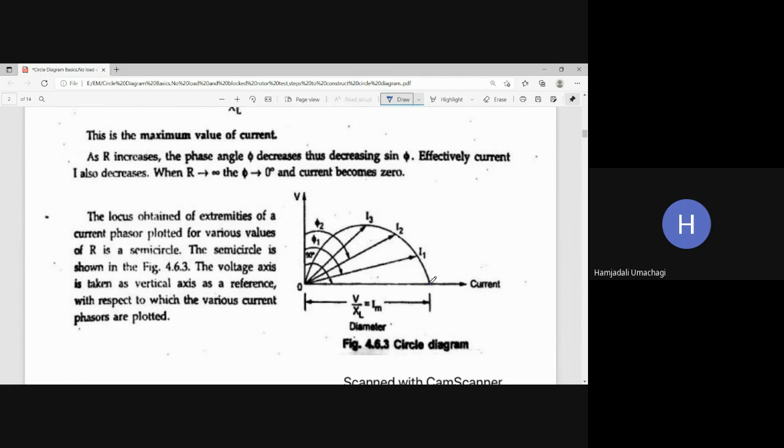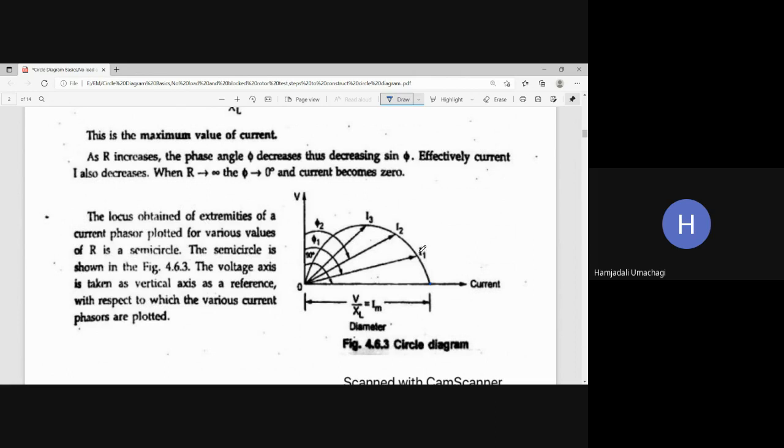Current will be maximum, and as resistance keeps on increasing, the power factor angle changes from 90 degrees to phi 1, where phi 1 is smaller than 90 degrees. Then, as the power factor angle decreases, current changes from Imax to I1. It means that Imax is greater, whereas I1 is smaller.